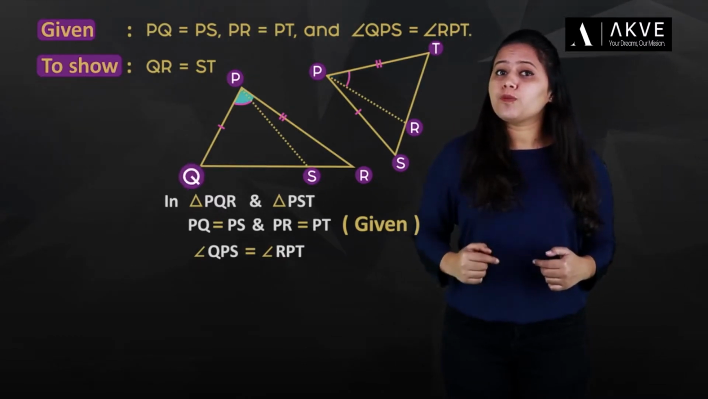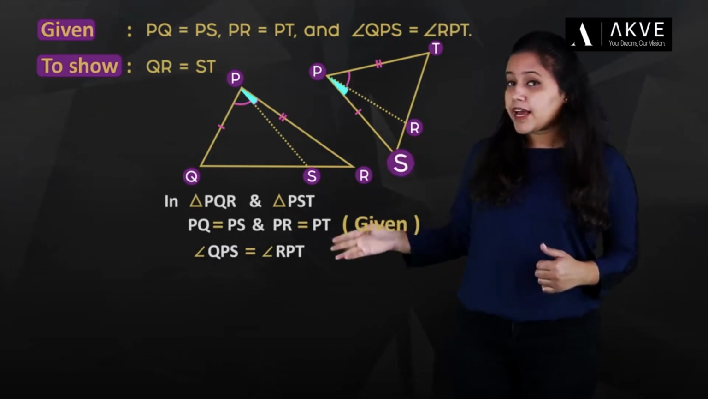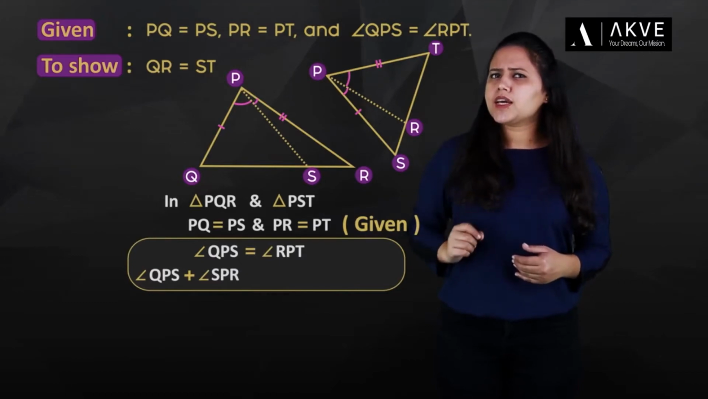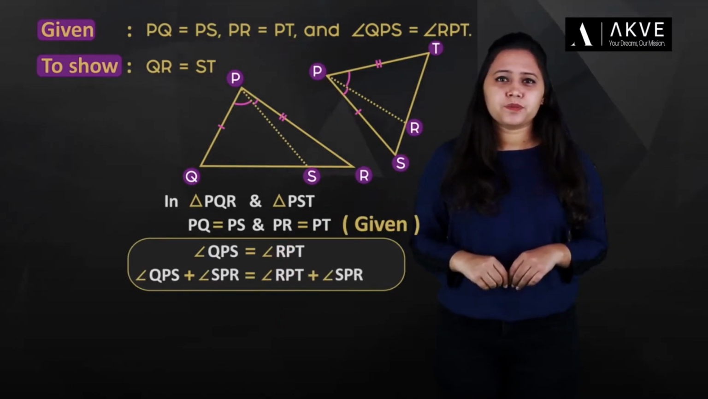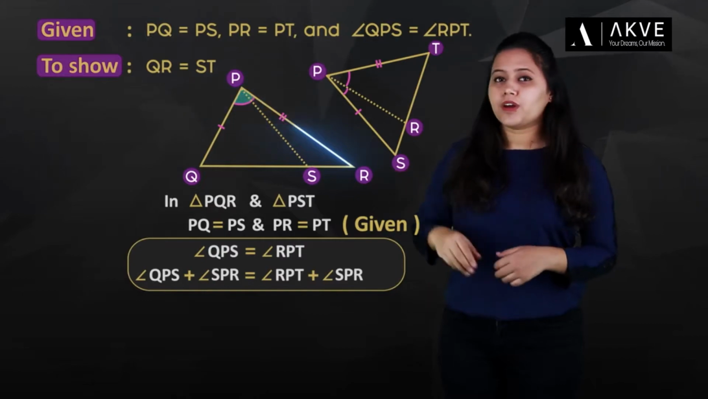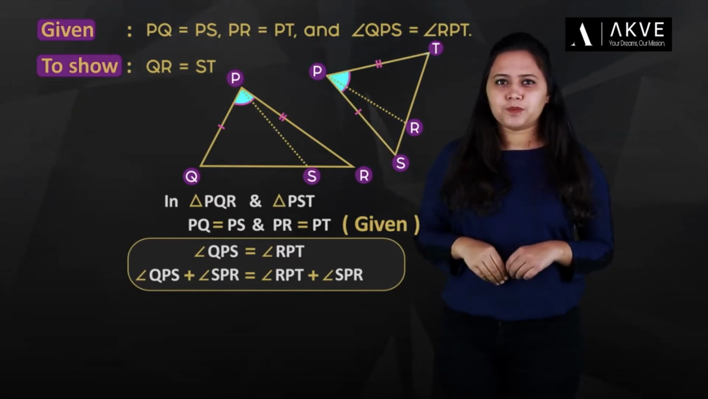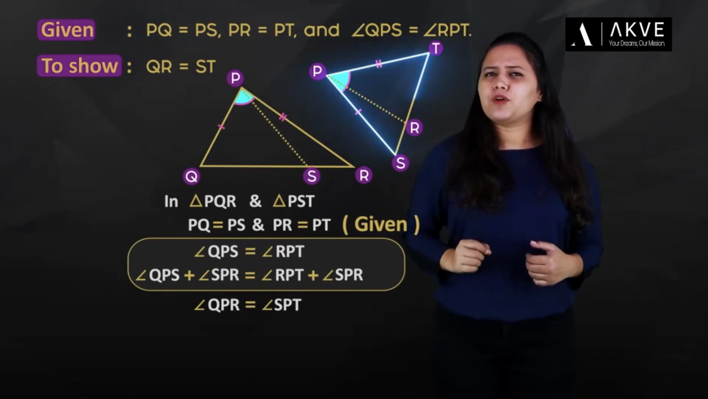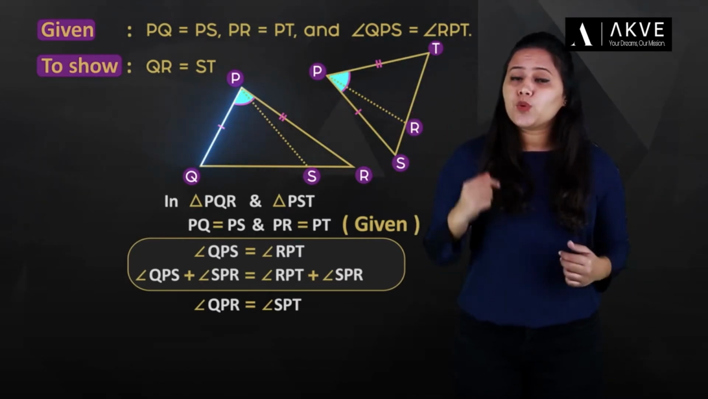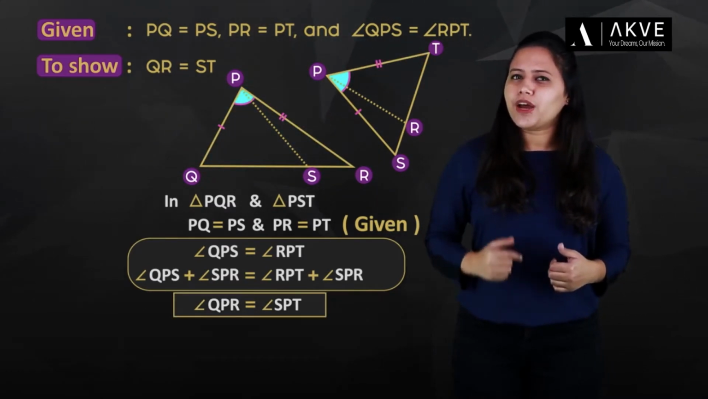But we need angle QPR and angle SPT to prove the triangles congruent. So let us add angle SPR on both the angles. So we get angle QPS plus angle SPR is equal to angle RPT plus angle SPR. Now angle QPS and angle SPR together form the angle QPR and angle RPT and angle SPR together form the angle SPT. So we have angle QPR is equal to angle SPT. Thus, in triangle PQR and triangle PST, PQ is equal to PS, PR is equal to PT and angle QPR is equal to angle SPT.